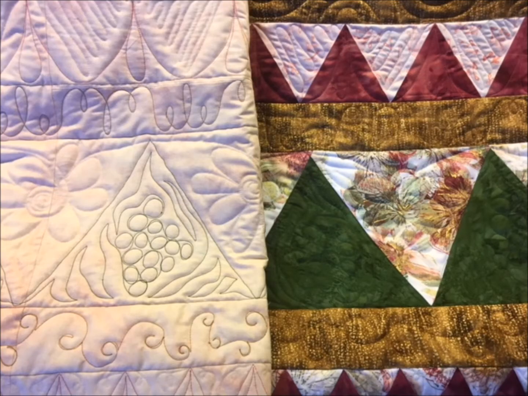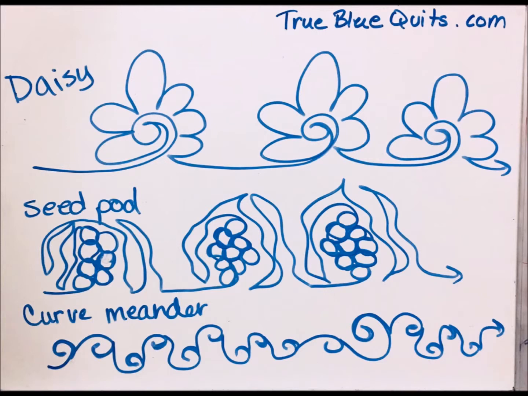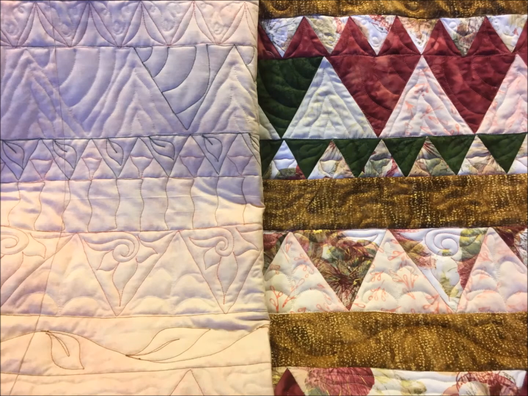Focusing on the designs in the large triangles, I started with a daisy stitch, a basic swirl, and then build the petals around that swirl. The seed pod, I stitched circles and then just filled in the space around those circles. I saw this seed pod design from Leah Day originally. And then a basic curve meander, just do a simple curve every so often as you meander across the quilt.